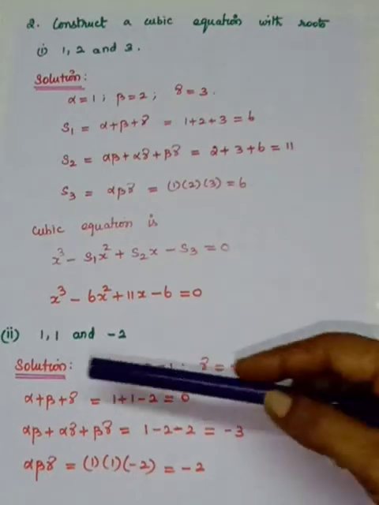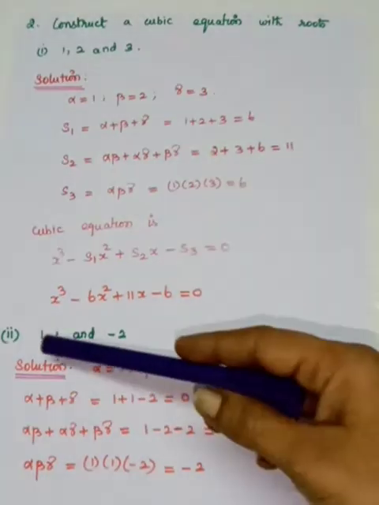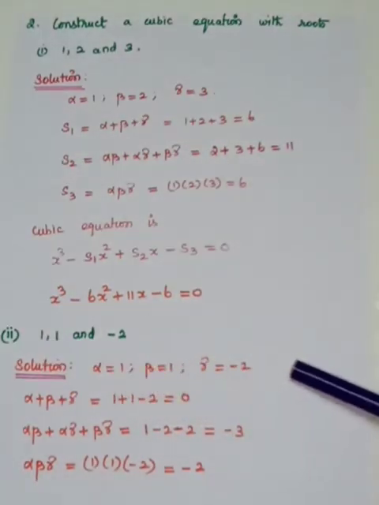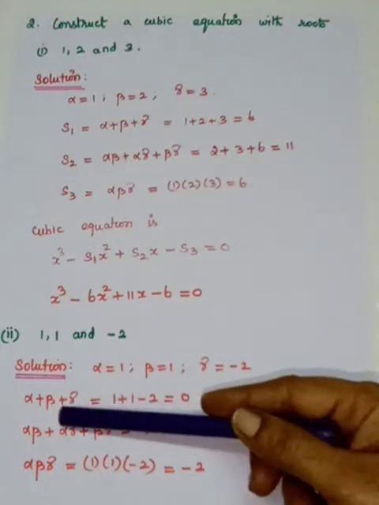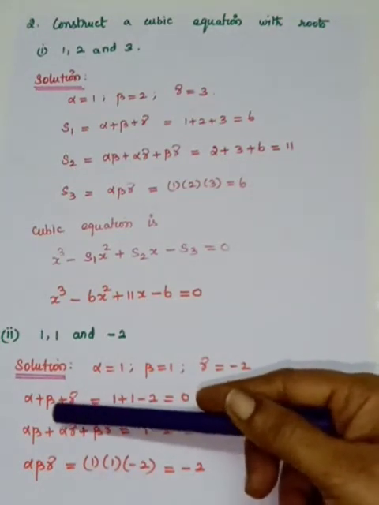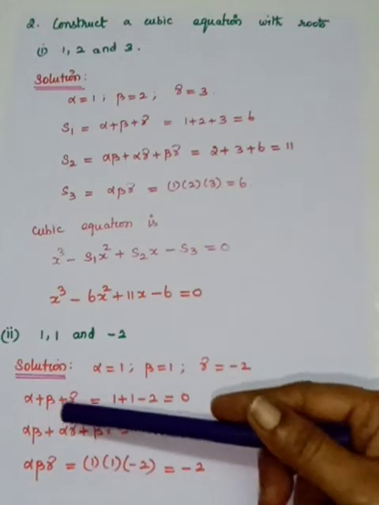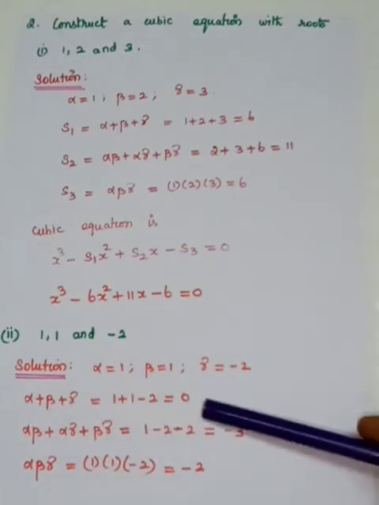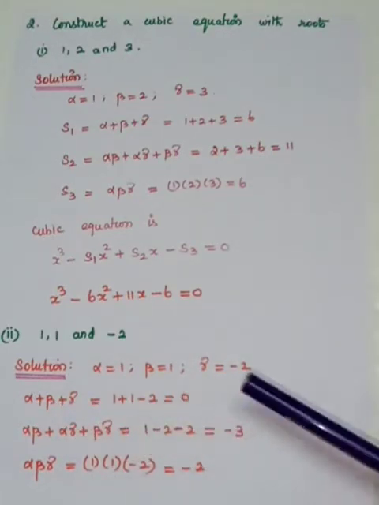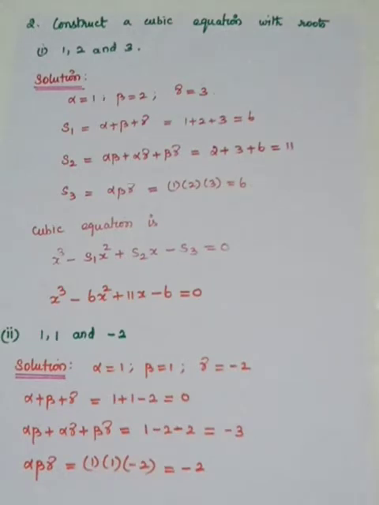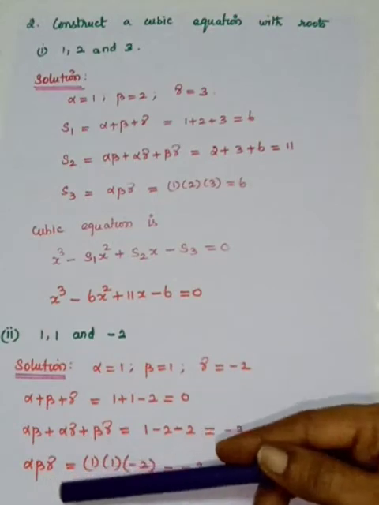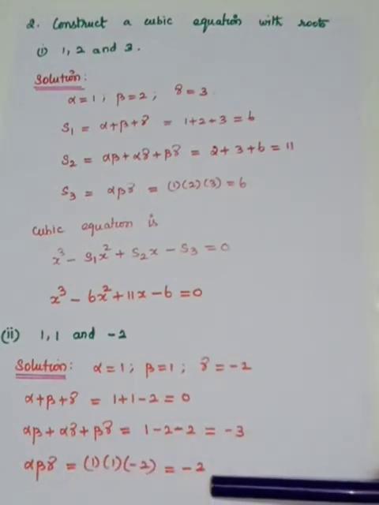In the same way, come to the second subdivision. The roots are alpha, beta, gamma. Then you have to take the sum of the roots, alpha plus beta plus gamma. If you add, it is 0. Then what you have to do? The sum of the product of two roots taken at a time. That is minus 3. And alpha, beta, gamma, if you multiply, that is minus 2.